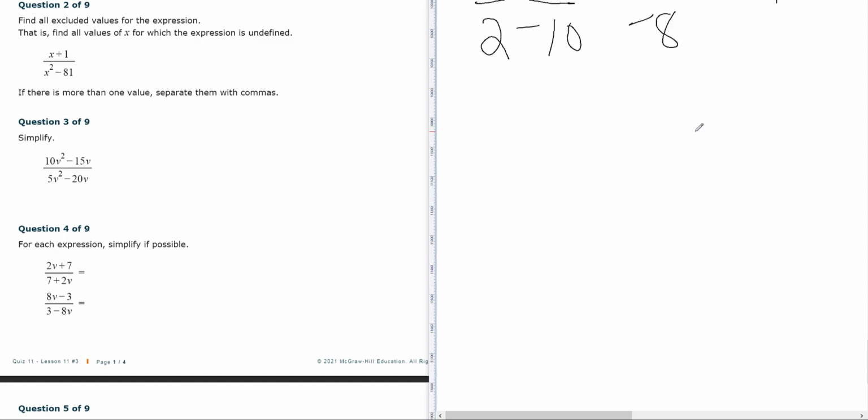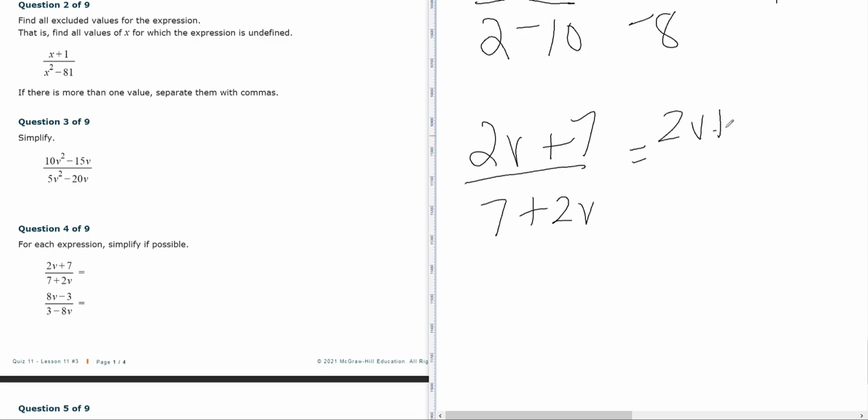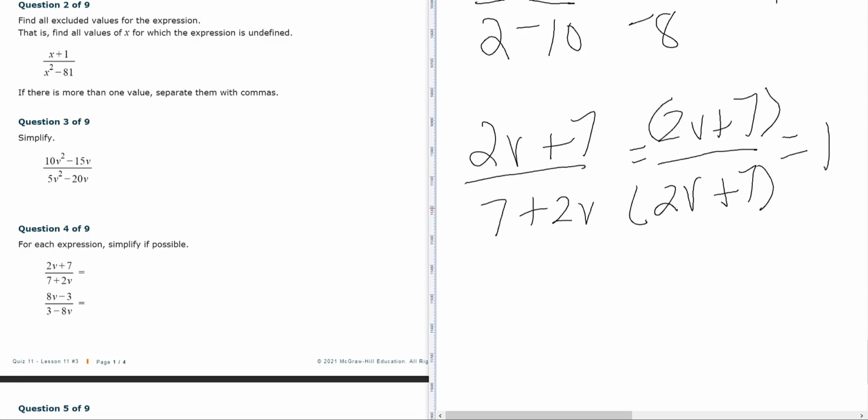Now you may have to rearrange the terms to see which one of these you have. For example, if I have 2V plus 7 over 7 plus 2V, I'm going to rewrite my denominator, put it in standard form where the variable comes first and the number comes second. Those are identical, so that's equal to 1. Now we're not dividing the 2V with the 2V and the 7 with the 7. We're dividing the whole thing by the whole thing, and that ends up being 1.